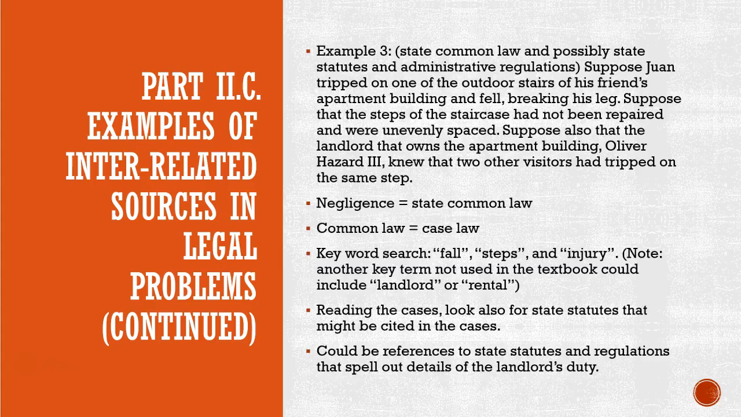Last slide, example 3, common law and possibly state statutes and administrative regulations. So suppose Juan tripped on one of the outdoor stairs of his friend's apartment building and fell, breaking his leg. And suppose that the steps of the staircase had not been repaired and were unevenly spaced. Suppose also that the landlord that owns the apartment building, Oliver Hazard III, knew that 2 other visitors had tripped on the same step. So we're looking at negligence because it has to do with the property, and the person has fallen on the owner's property.